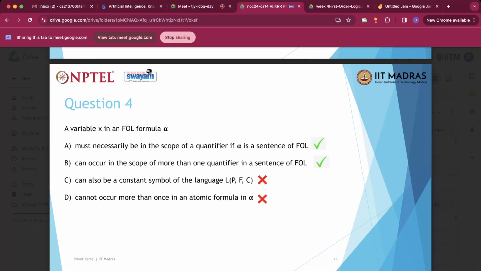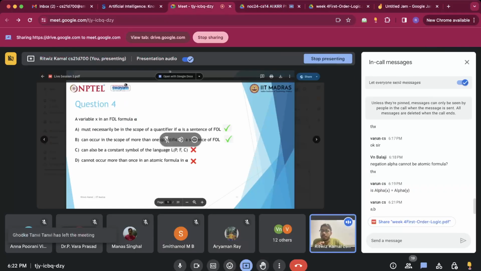A variable cannot be a constant symbol, right? That just makes sense by the meaning of the word variable and a constant, right? A variable cannot be equal to a constant, and it also cannot occur more than once in an atomic formula, right? So options A and B would be correct in this case.